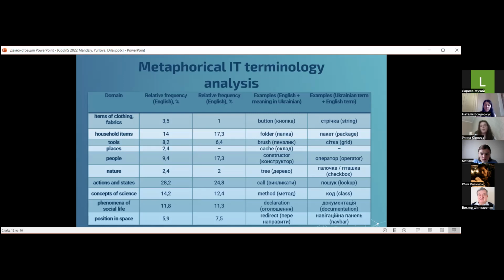We have distinguished the following source domains of metaphorization. Among them are clothing items, household items, tools, places, people, nature, actions and states, signs, social life, position in space. In 14 cases, we traced the change of the source domain when translating metaphorical terms. Table 1 presents the results of quantitative analysis of source domains for the metaphorization of IT terms in English and Ukrainian. Comparing English metaphorical terms with the Ukrainian equivalents, we concluded that in most cases, 68%, the terms retain their metaphoric meaning in both languages.